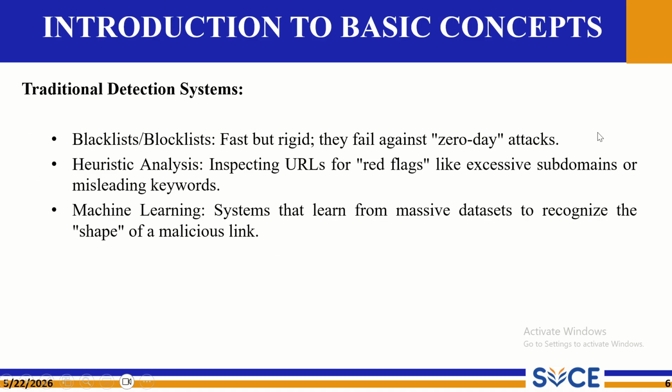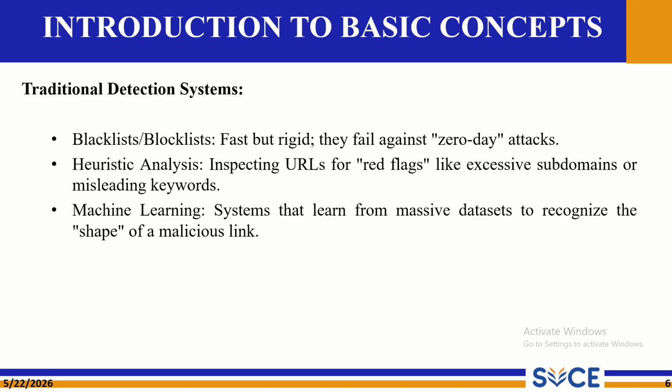Traditional detection techniques include blacklist-based detection, fast but ineffective against new threats. Heuristic analysis, which checks suspicious URL patterns and structures. Machine learning, which learns phishing characteristics from datasets and predicts malicious behavior.